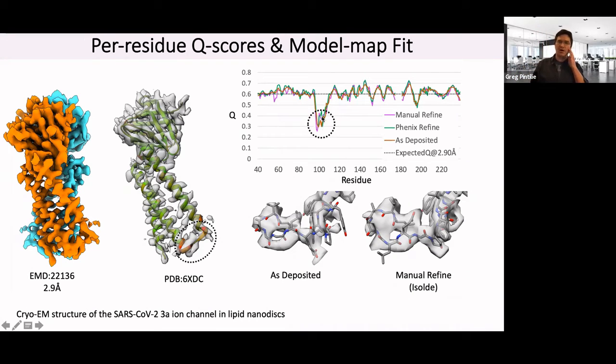But I guess what I'm trying to show with this example is that just because a Q score is low, it could be for two reasons. One, that the map is not resolved, or two, maybe the model needs to be fitted better. And if the model needs to be fitted better, that's another challenge, so to speak.